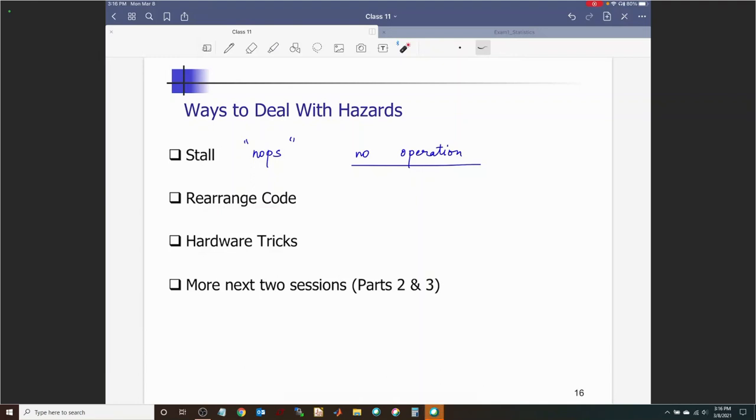Is the rearrange code managed by the compiler? The more complex compilers can handle that, but if your compiler is a basic compiler, then you, the assembler, may need to do that yourself. So it depends on the quality of the assembler. But some assemblers do give you that option to rearrange the code. Let's see, hardware tricks, and then more in the next two sessions on that.